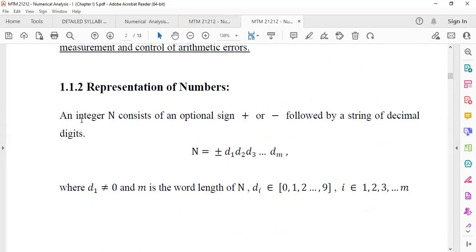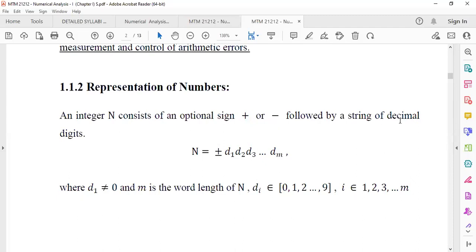Let's say an integer N consists of an optional sign, plus or minus. We also have negative numbers, so we need to indicate: plus 123 and minus 256 are different numbers. Plus means it's positive. Sometimes we put the plus or we don't need to. But if it is negative, we have to put the negative sign before the number.